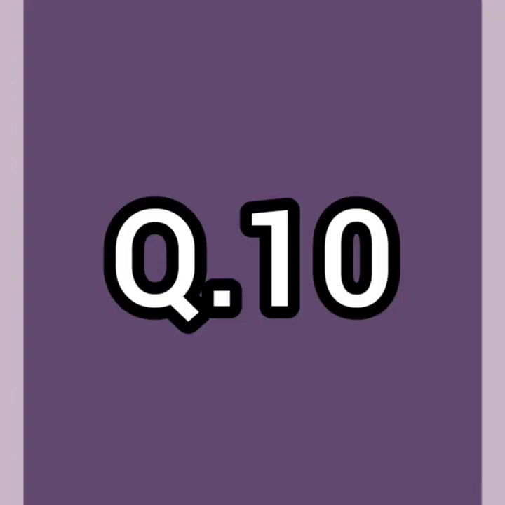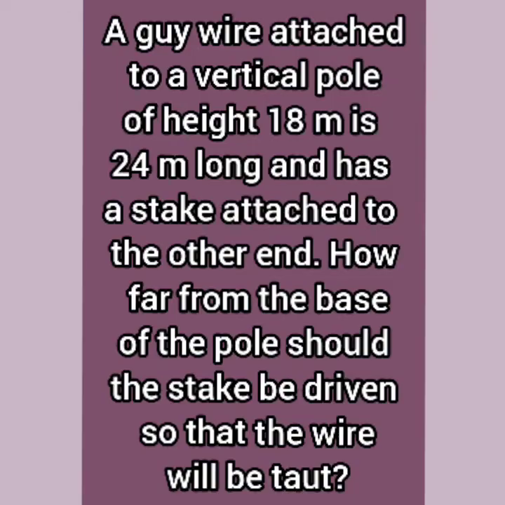Exercise 6.5. It's question number 10. Now I'm going to explain it to you. Let me read the question. Fine. The question is: a guy wire attached to a vertical pole of height 18 meter. The length of the pole is BC. You can see BC is the length of the pole and its measurement is given as 18 meter.